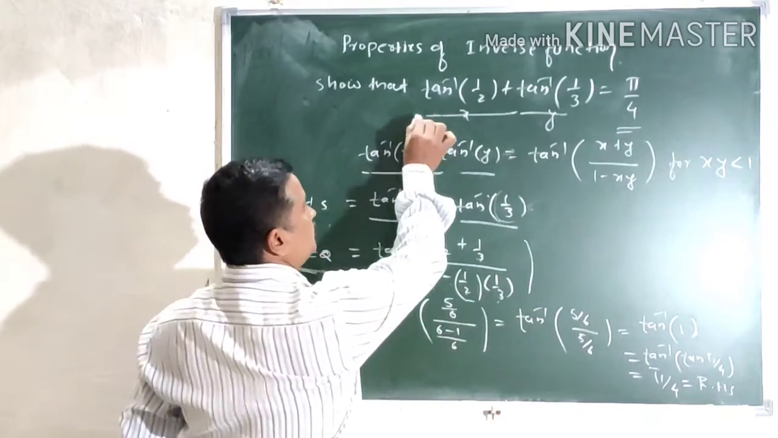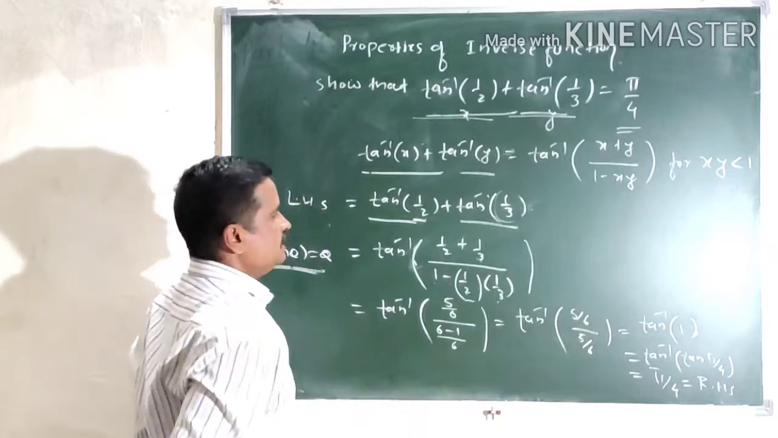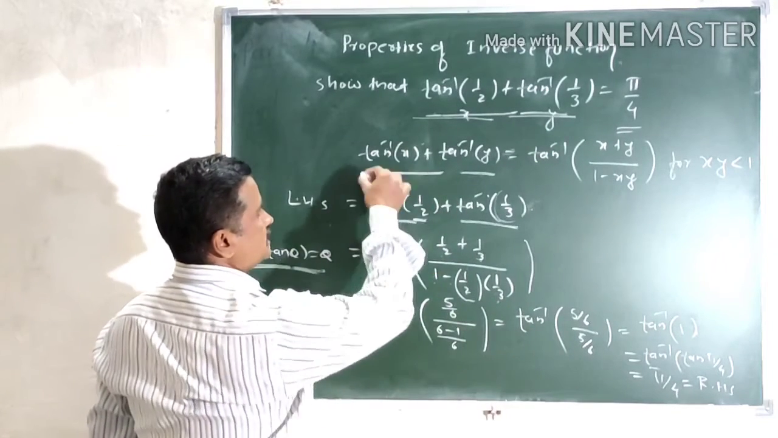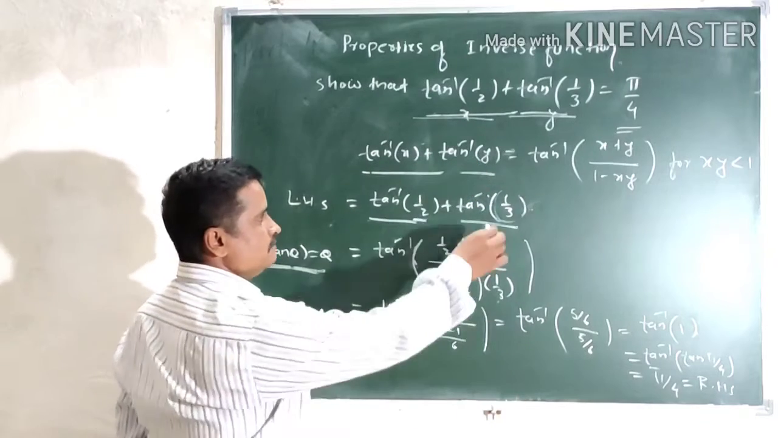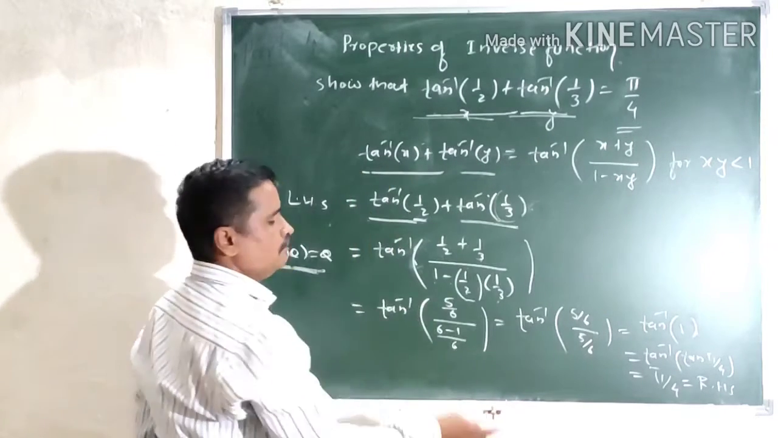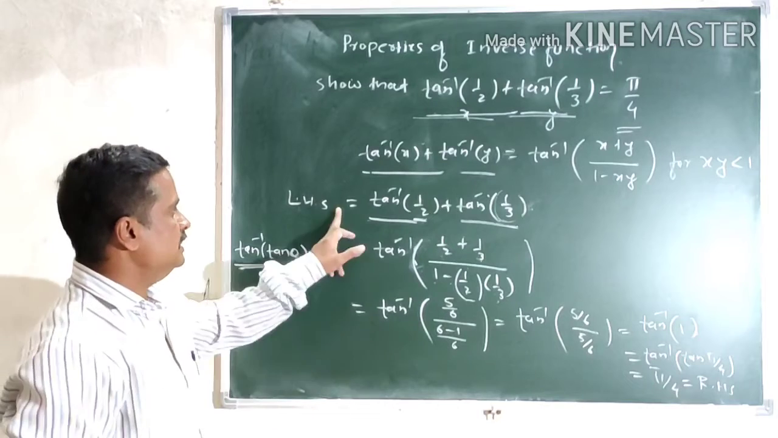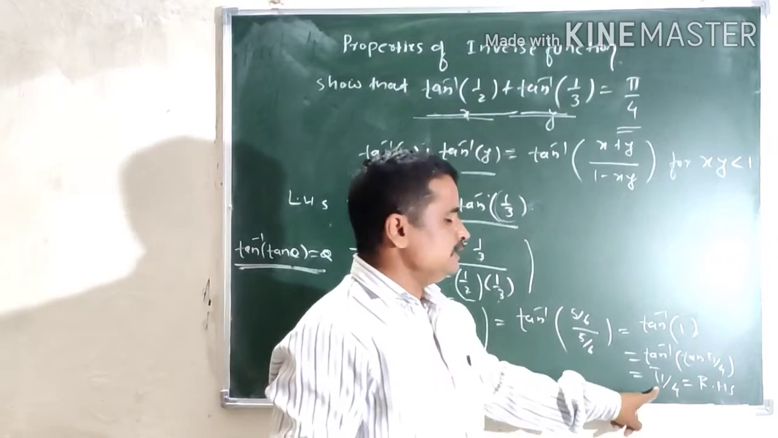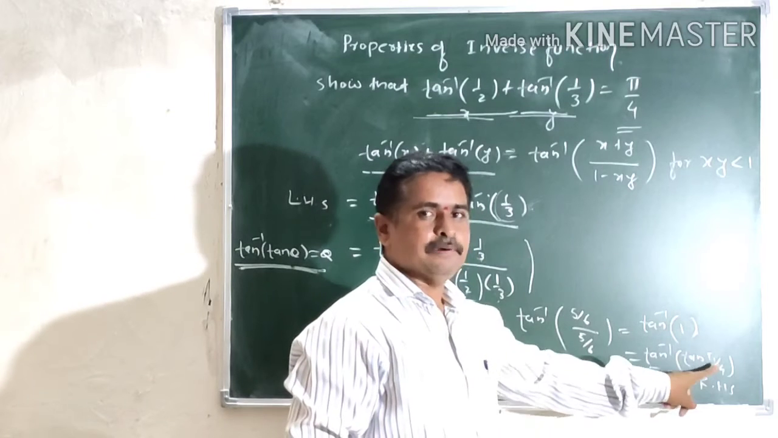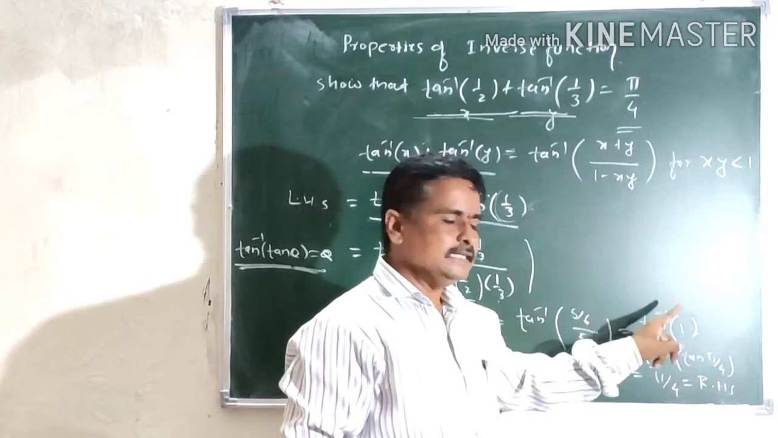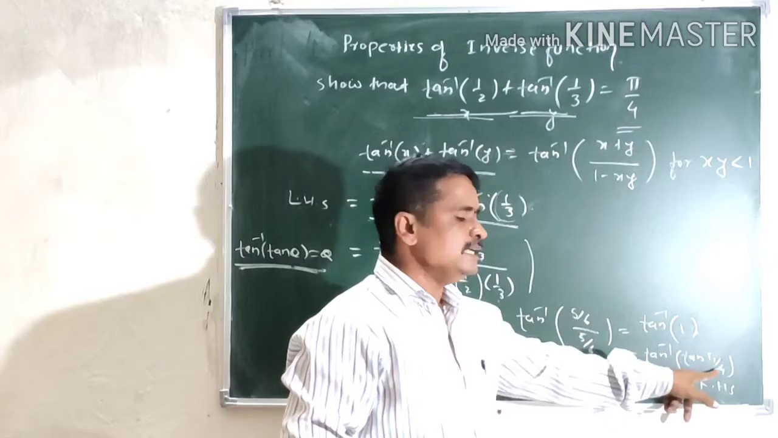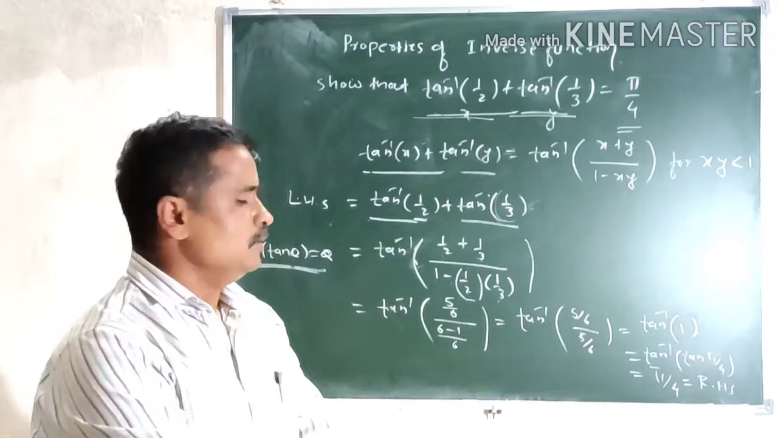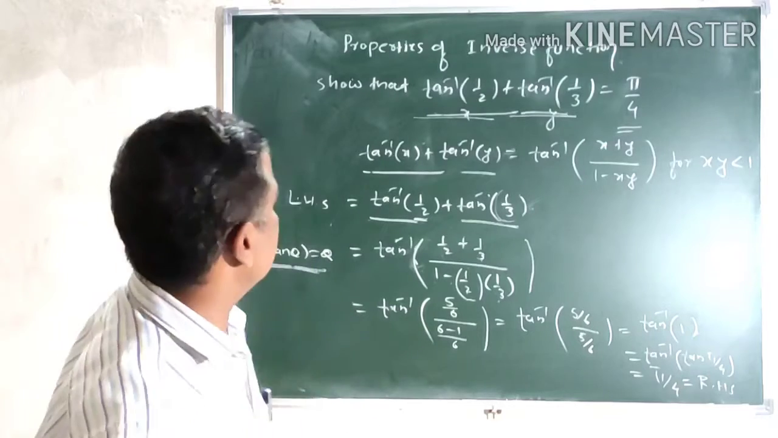That means the value of tan inverse of 1/2 plus tan inverse of 1/3, by this property, tan inverse of x plus tan inverse of y equals tan inverse of (x plus y) by (1 minus x into y), and by solving this LHS we get tan inverse of tan pi by 4. Since tan inverse of tan theta equals theta, theta is pi by 4, which is the RHS of the given equation.